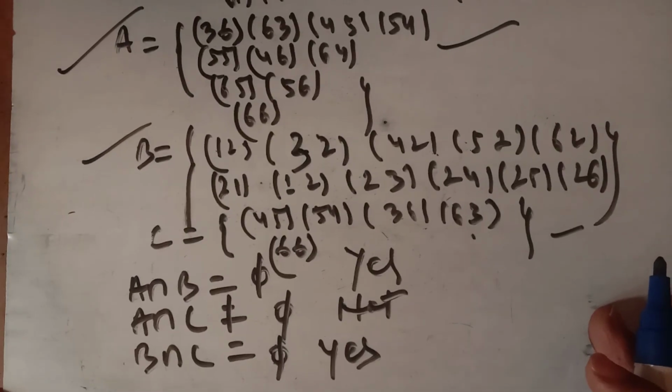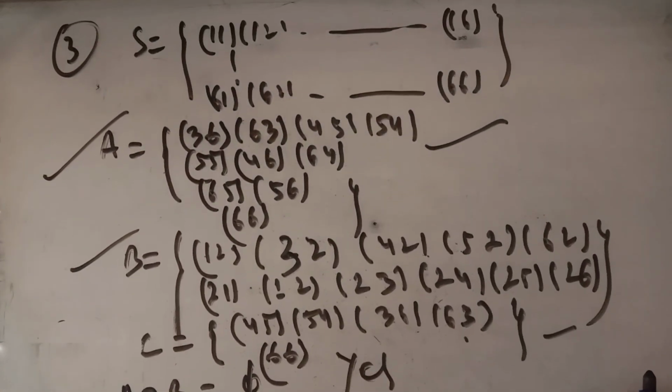So you take your time to find whether they are mutually exclusive or not. How can you find mutually exclusive or not? You simply find their intersection. If it's coming out to be empty, they are mutually exclusive. Otherwise, they are not mutually exclusive.